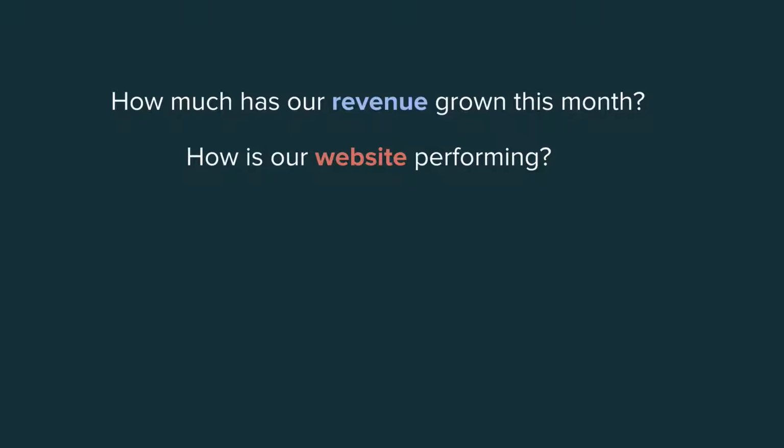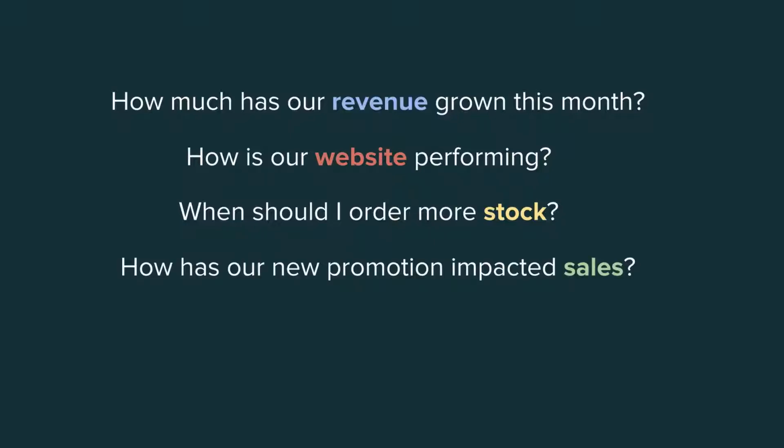So you need to think about things like the average session length, the number of pages viewed per visit, and the bounce rate. When should I order more stock? Here, maybe measure a percentage of your stock capacity remaining side by side with a KPI showing the rate at which your stock is selling. How has our new promotion impacted sales? Here, you might need to compare sales for a period of time before and since the launch of the promotion to calculate the percentage difference.